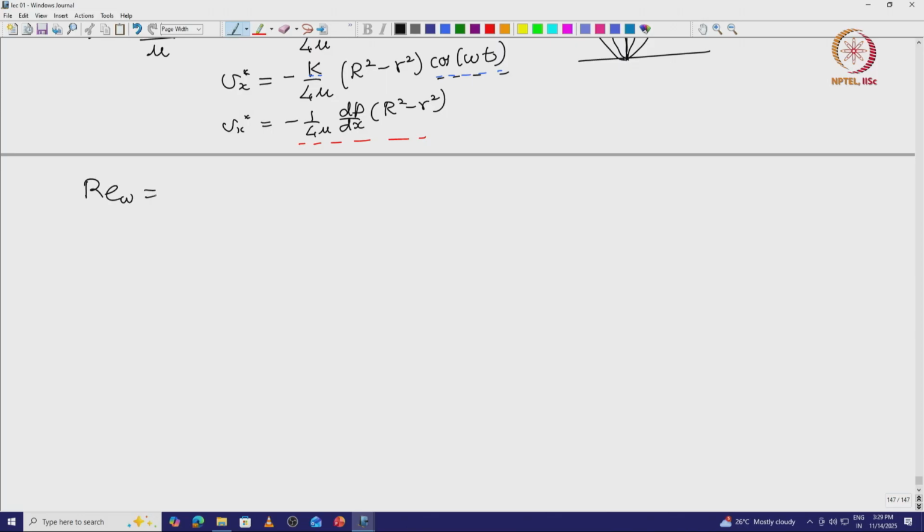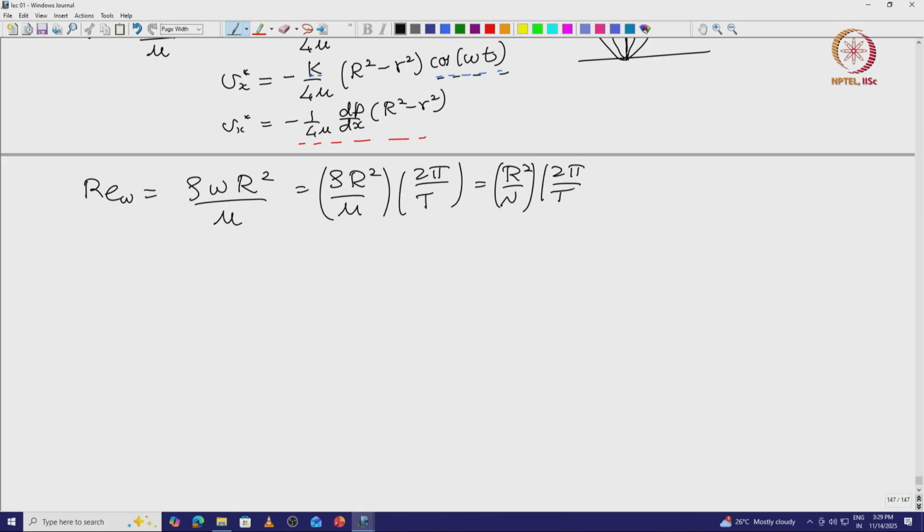Re omega is equal to rho omega r square by mu, which is equal to rho r square by mu into 2 pi divided by the time period of the oscillation, of the pressure oscillation, which is equal to r square by nu, where mu by rho is the kinematic viscosity, into 2 pi by the time period of the oscillation. R square by the kinematic viscosity is the time required for diffusion across the pipe of radius r.